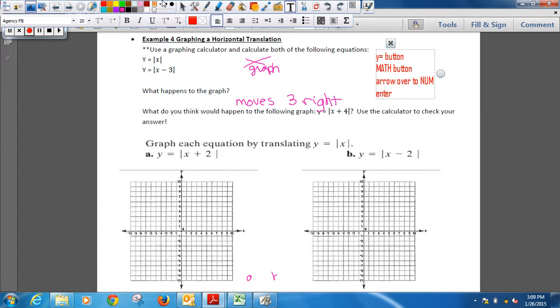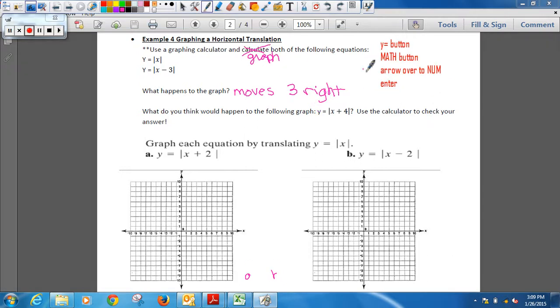Okay, it's not going to type anymore, so I'll just have to write the rest in. The ABS, and it shows on the y equals screen. Okay, and then you go ahead and you close the parentheses.